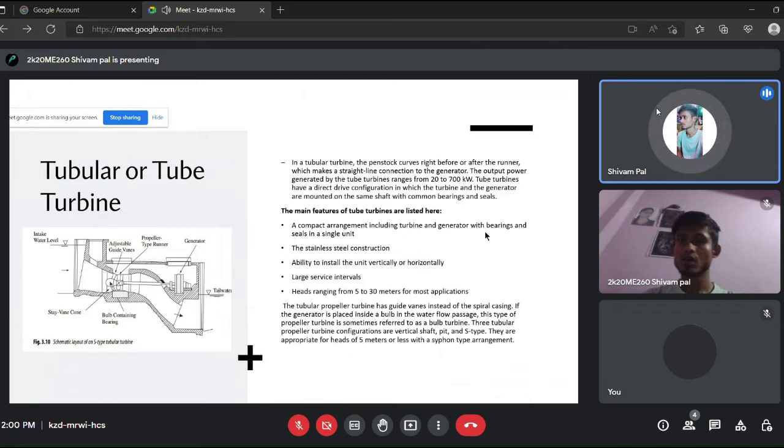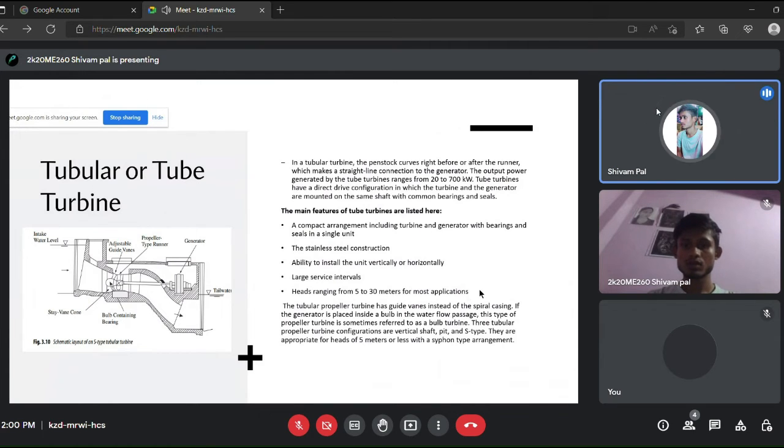The main feature of the tubular turbine is a compact arrangement including turbine and generator with bearing and seals in a single unit. It is constructed with stainless steel, with the ability to install the unit vertically or horizontally. Heads range from 5 to 30 meters for most applications.